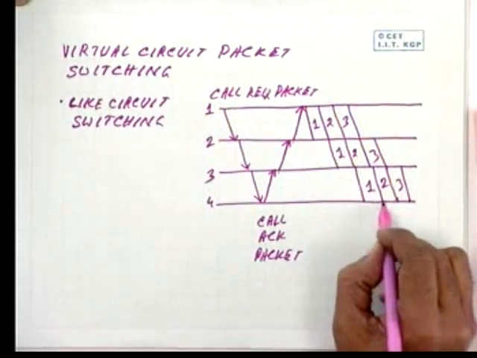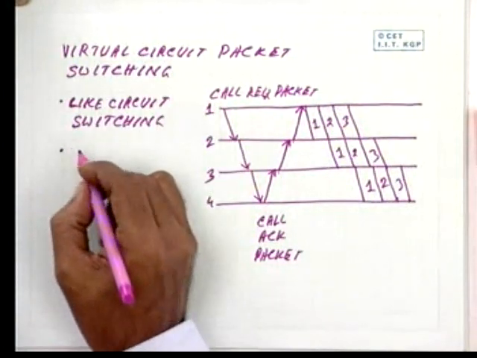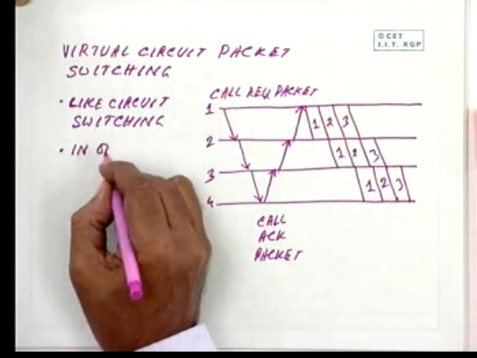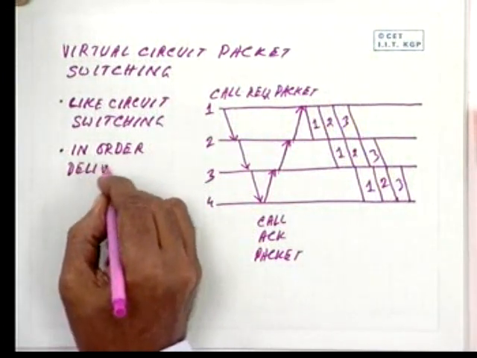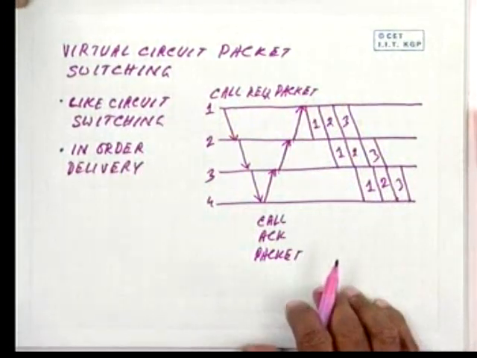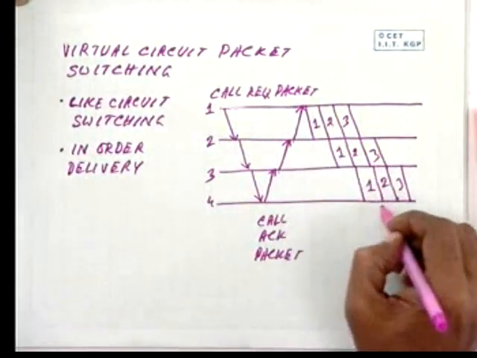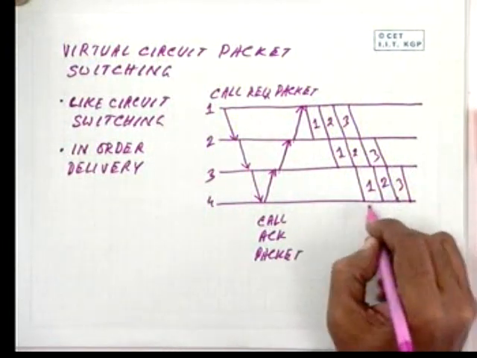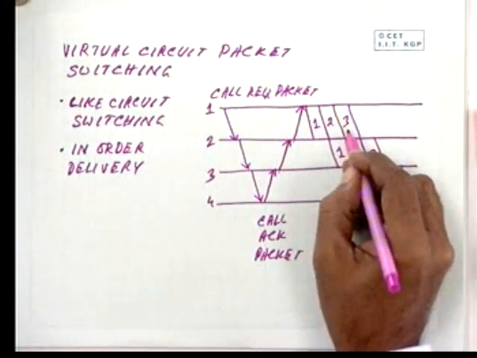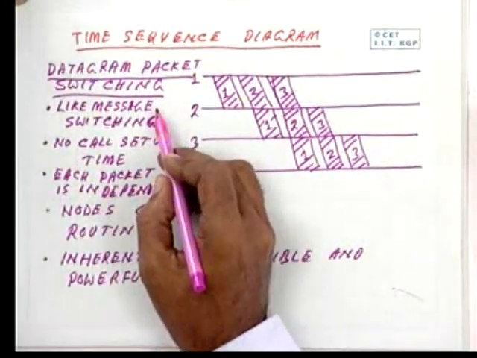There can be some delay between each of these packets, but the packets will be received in order, delivery. Because the same path is being followed, you are able to deliver in the same order in which you are sending. That may not be true in your datagram packet switching.